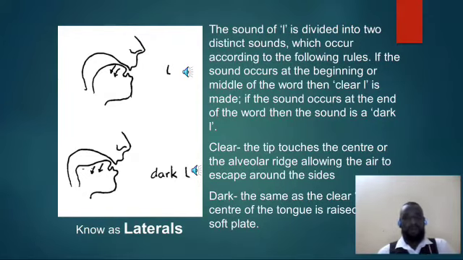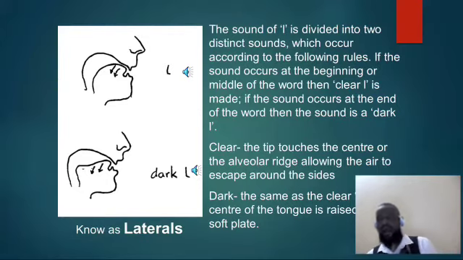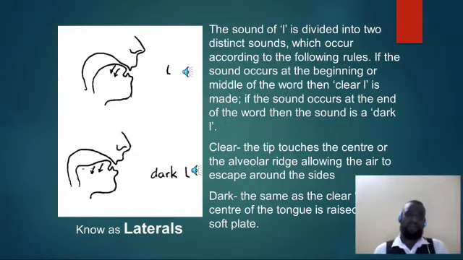Great. And if the sound occurs at the end of the word, then the sound is dark. For example, little. The first la in little, because it is followed by a vowel sound, is a clear la. Well, we will look at the last la in little. We say that is a dark la.